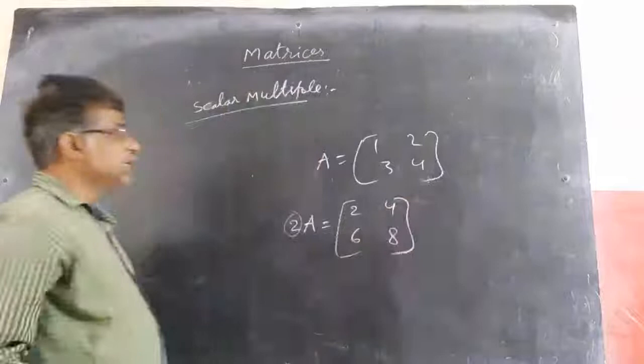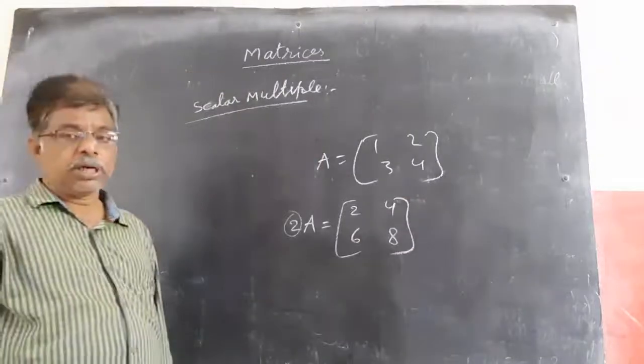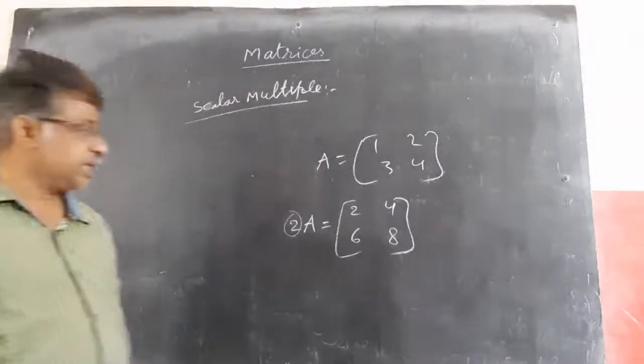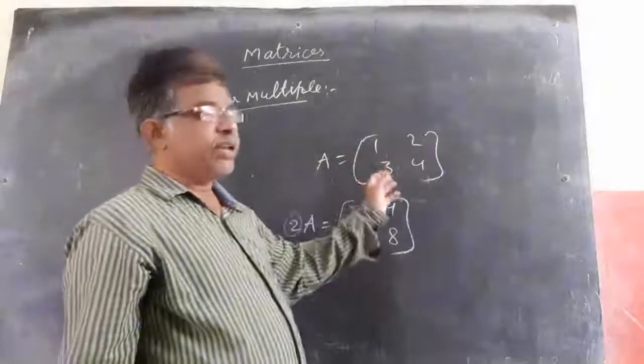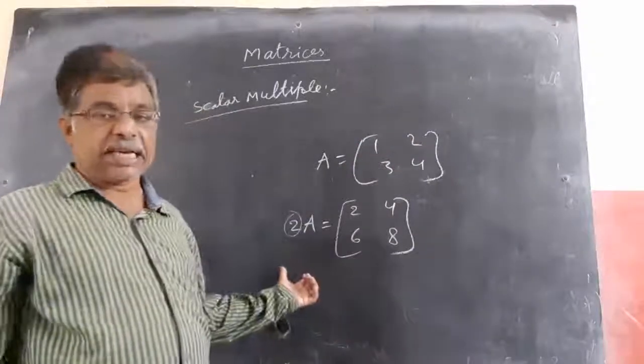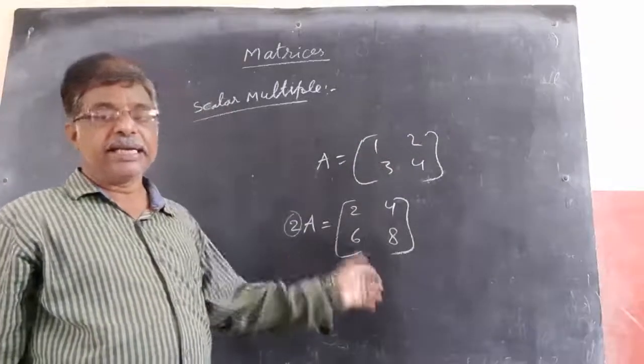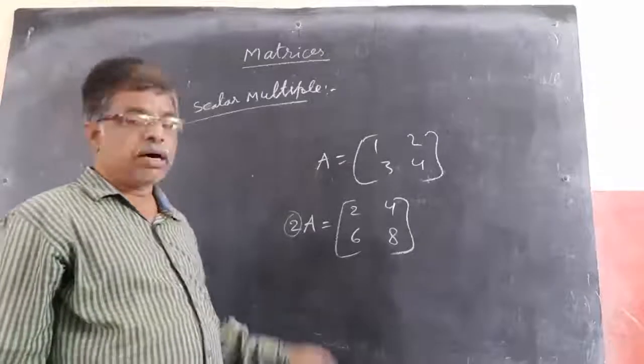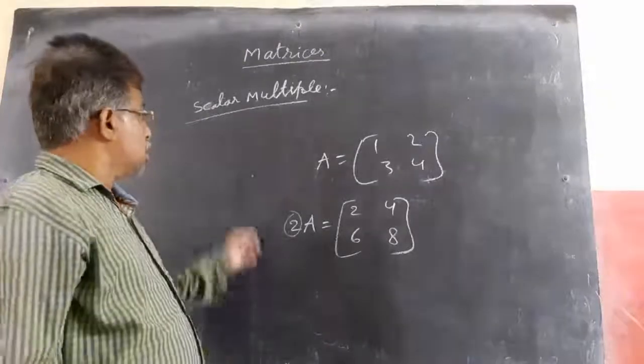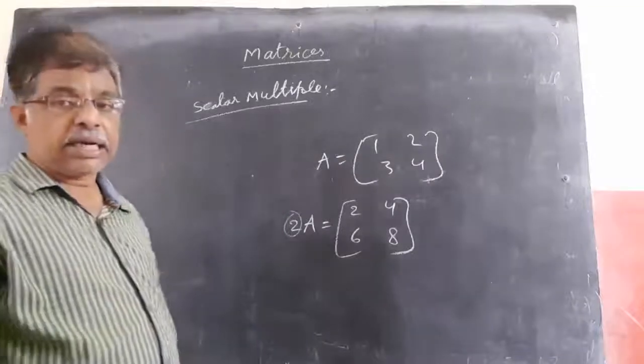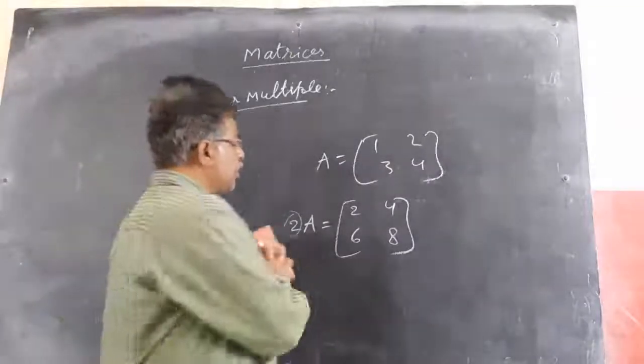This is called scalar multiplication. It means multiplying every element of a matrix with a scalar, some quantity. Then it is called a scalar multiple.